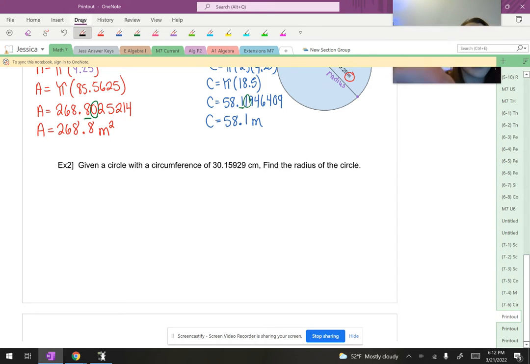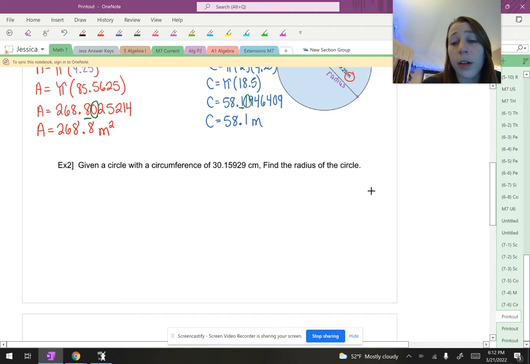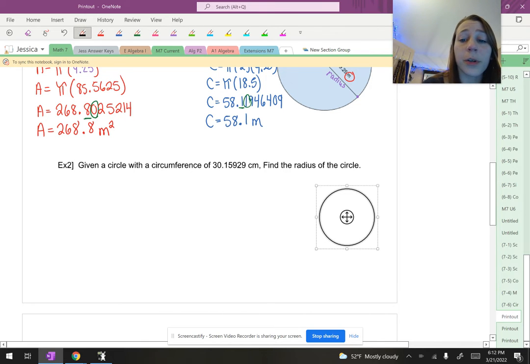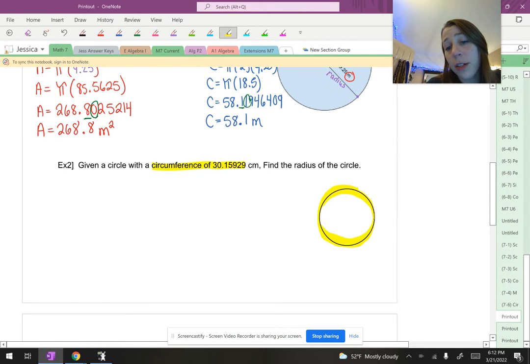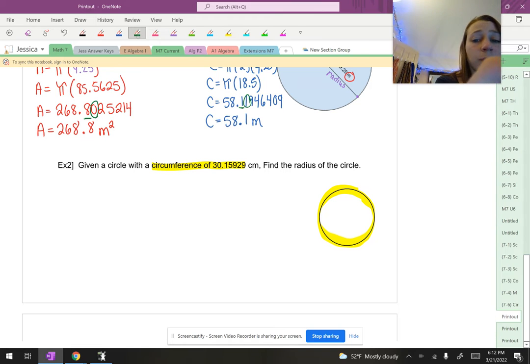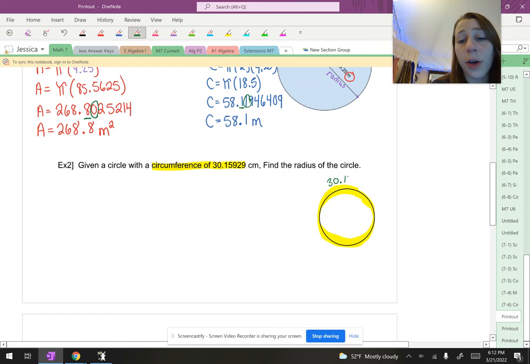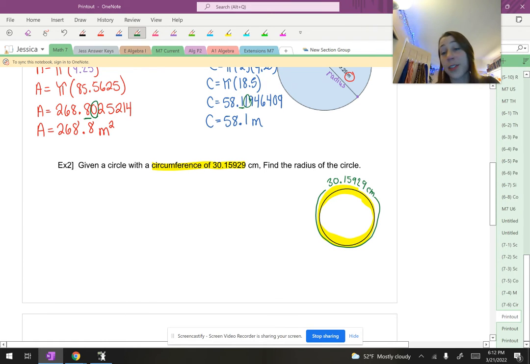You could always draw a diagram, though. There's nothing stopping you from drawing a circle. Yours doesn't have to be pretty or perfect. Keeping in mind that when we're talking about that circumference, that would be that outside distance. So all the way around the circle is that 30.15929 centimeters.